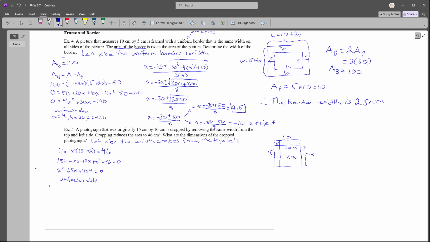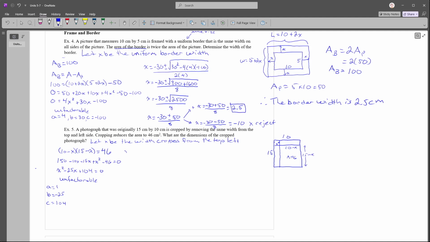So let's figure out what our A, B, and C are. Our A is just a 1. Our B is a negative 25. And our C is 104. So we got big numbers again this time, but that's the nature of the beast. So let's plug everything in.